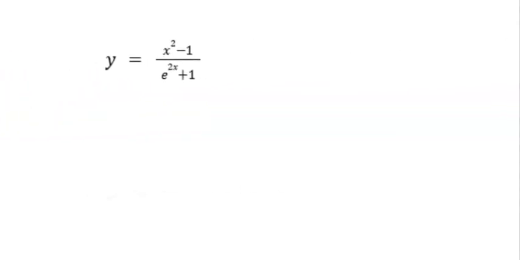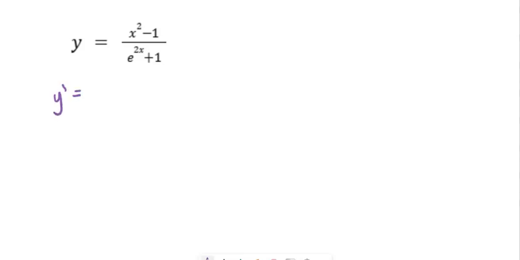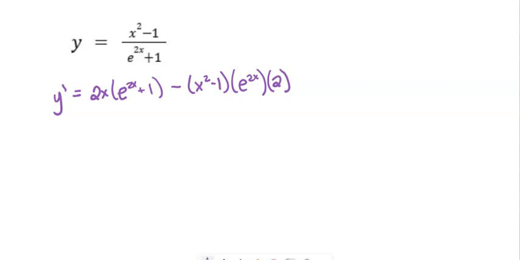Okay, final one. Let's try a quotient rule. All right. First step, take the derivative of the top, 2x. Keep the bottom. Now subtract. Keep the top. Take the derivative of the bottom. So the derivative of e to the exponent 2x is e to the 2x times the derivative of the exponent, which is 2. All of this is over e to the 2x plus 1 squared.